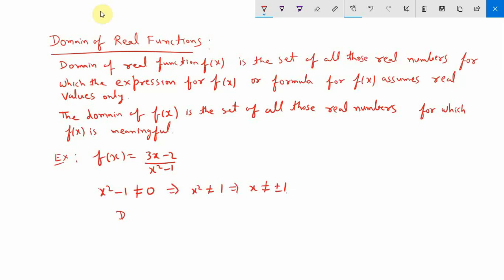Okay, so domain we can write: domain of f equal to the real number set minus {minus 1, 1}. So all real numbers except minus 1 and 1 is the domain of function f. Okay, because when x will be 1 or minus 1, denominator of f(x) will be 0 and it will not be defined. So let me clean this, then we will discuss some problems based on domain of real functions.